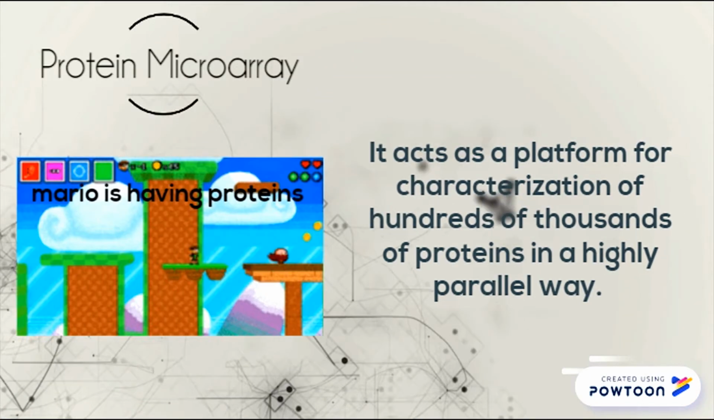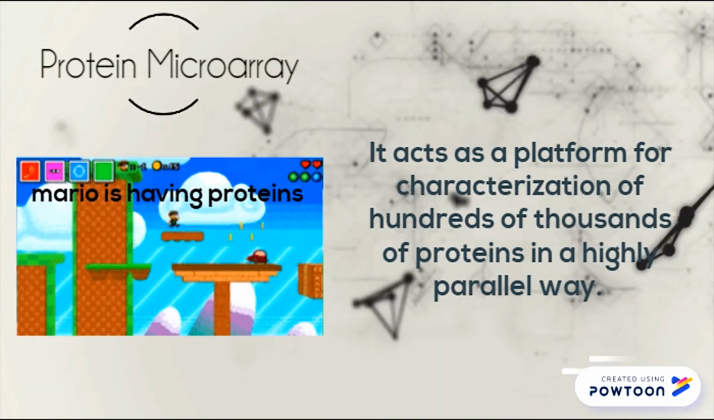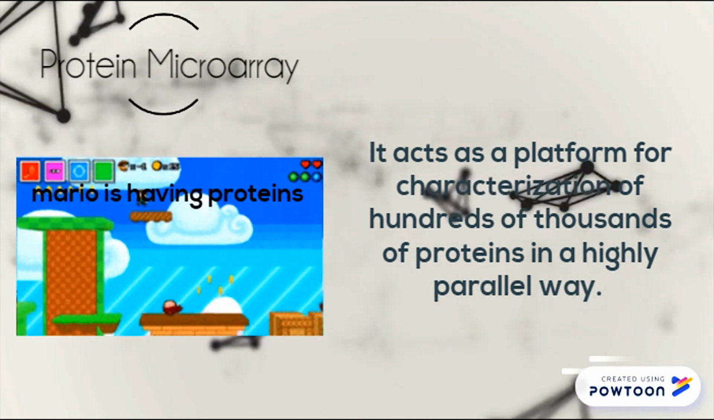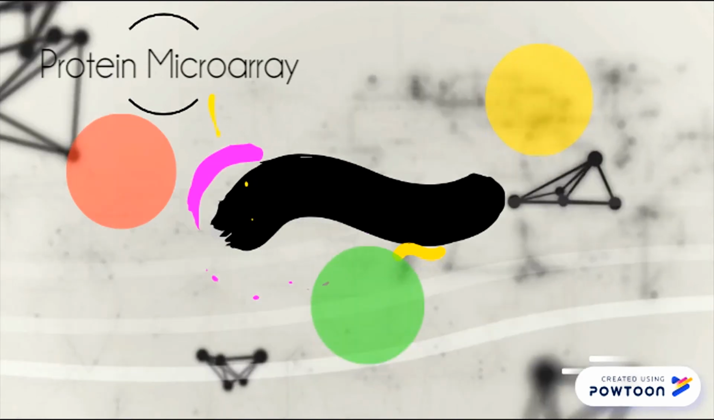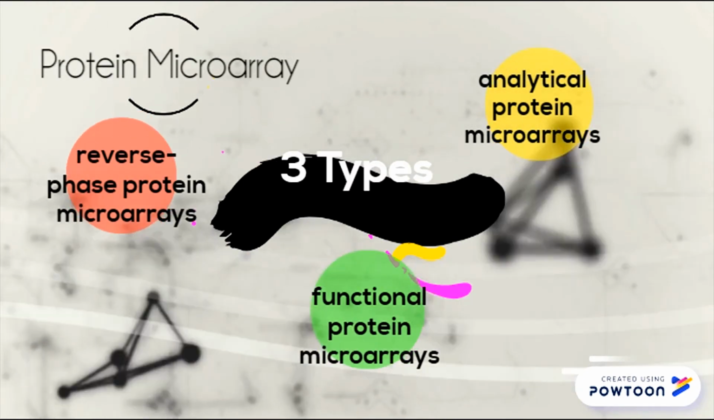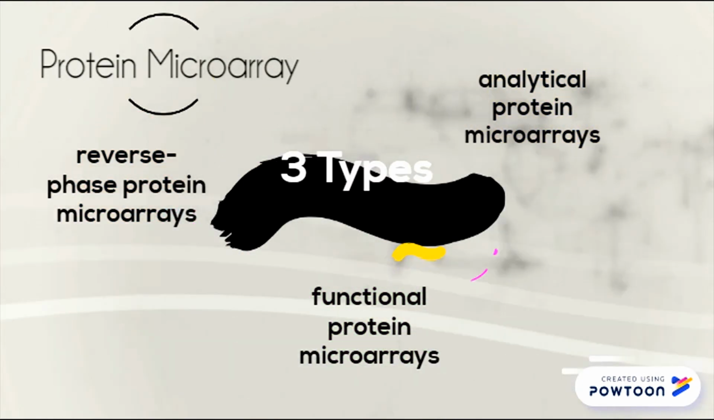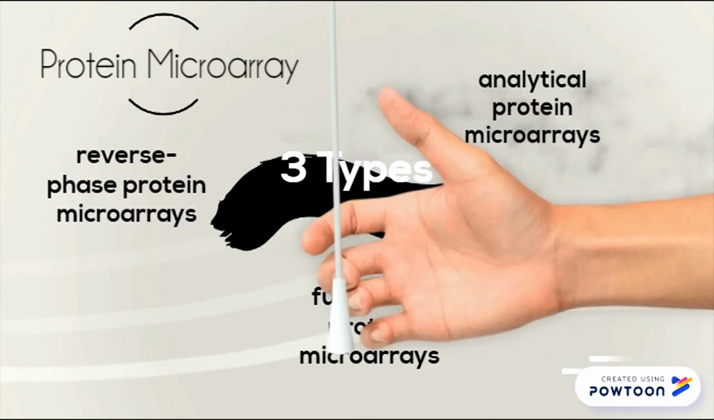Protein microarrays act as a platform for characterization of hundreds of thousands of proteins in a highly parallel way. Protein microarrays are of three types, and these are analytical protein microarrays, functional protein microarrays, and reverse phase protein microarrays.